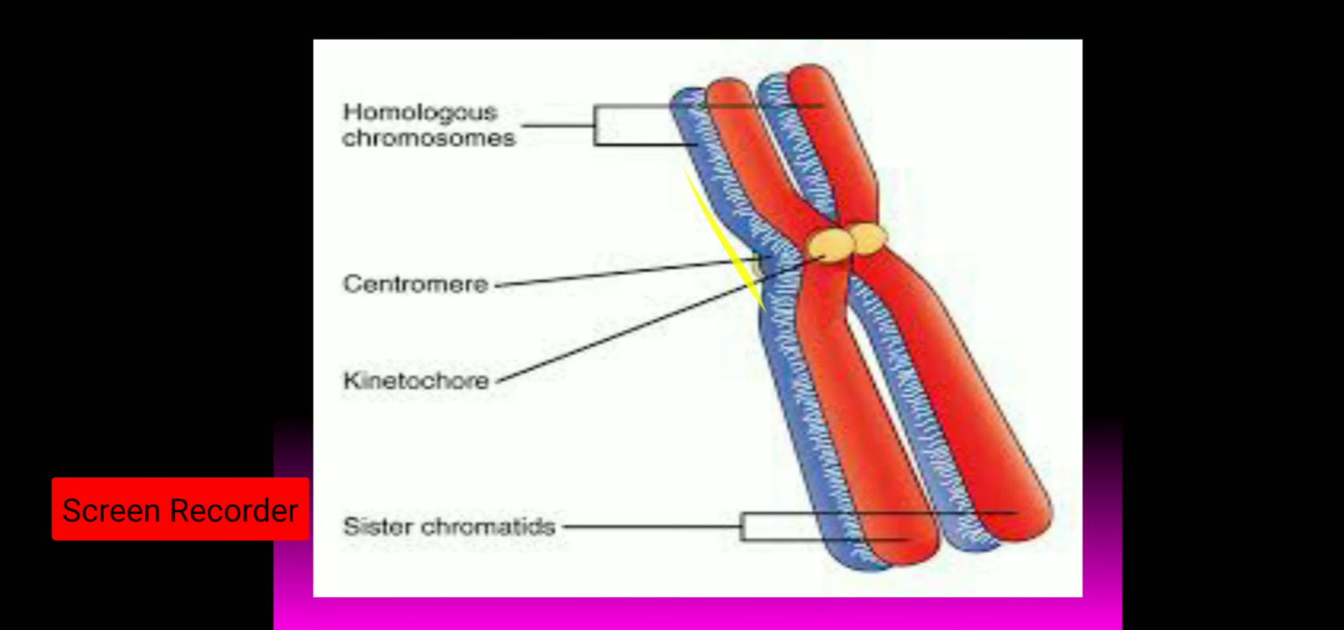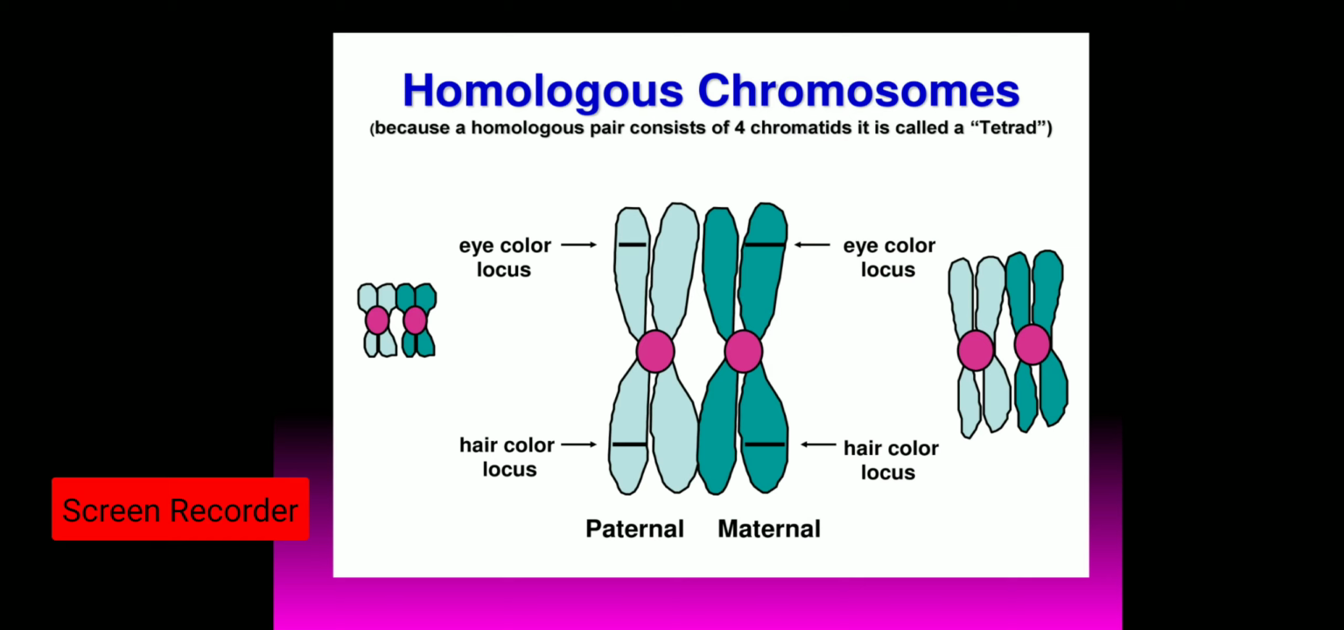So these two are the homologous chromosomes. This is the centromere, this is the kinetochore. These two red ones are the sister chromatids, but the red one and the blue one are non-sister chromatids. Here the homologous chromosome is shown. It consists of 4 chromatids: 1 chromatid, 2 chromatid, 3 chromatid, 4 chromatid. That is why it is known as a tetrad. One chromosome comes from the paternal side, one from the maternal side. They will have the same order of genes, but the alleles may be different.